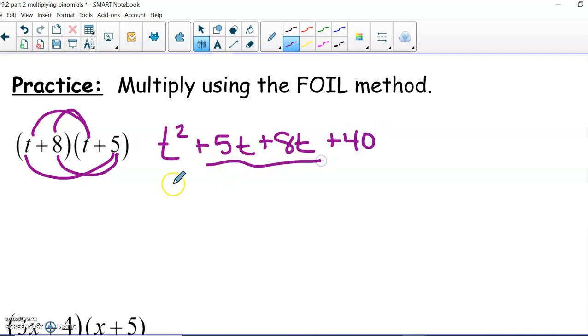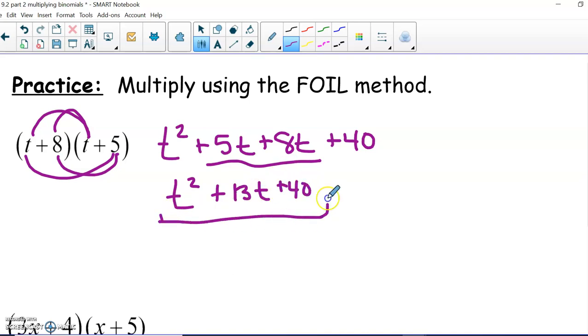We're going to combine our like terms here. I bring down my t squared. 5t plus 8t gives us 13t. Bring down my positive 40, and we are done.